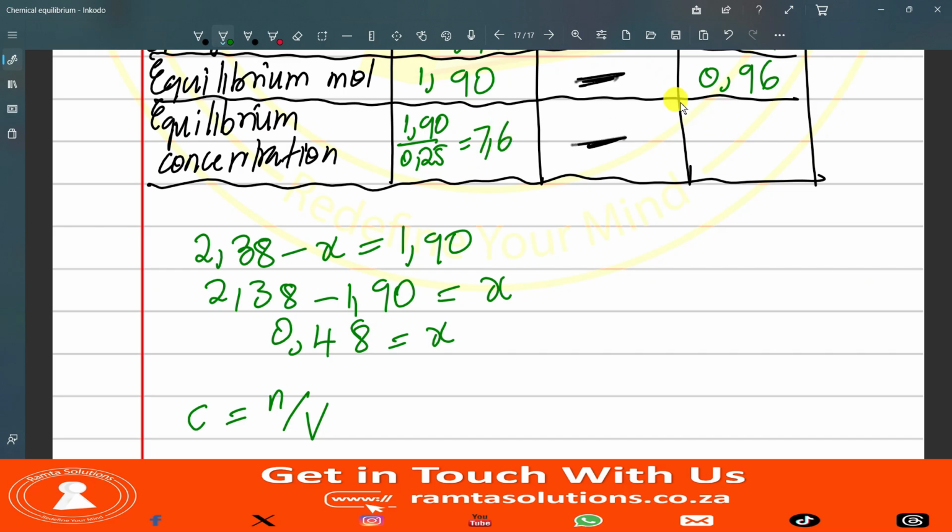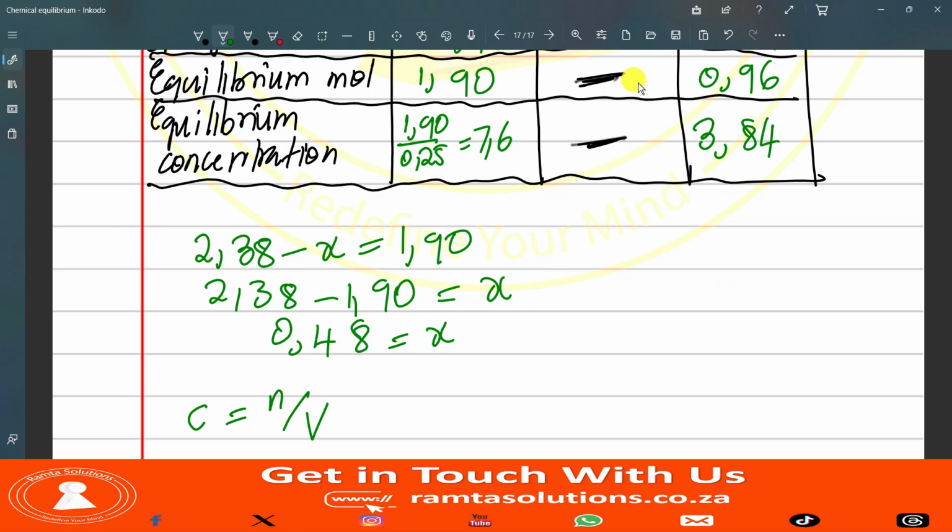Again, 0.96 divided by 0.25 will be 3.84 moles per cubic decimeter. Right? Now, what do we need to do now? What we need to do now is to calculate the value of Kc.